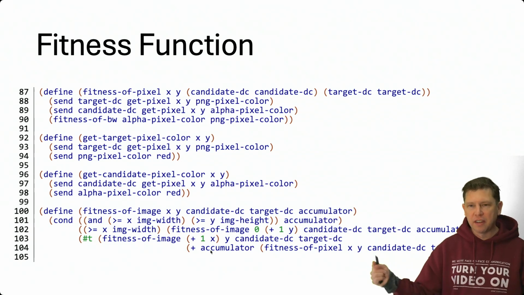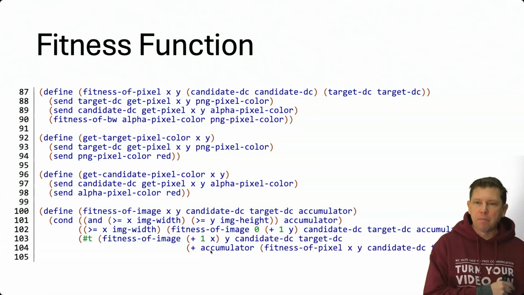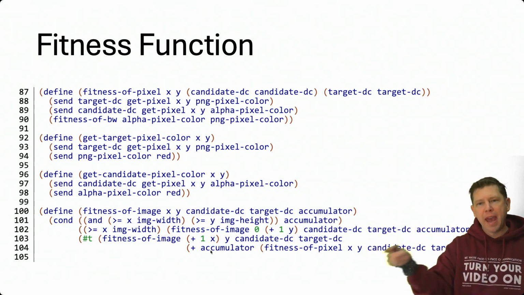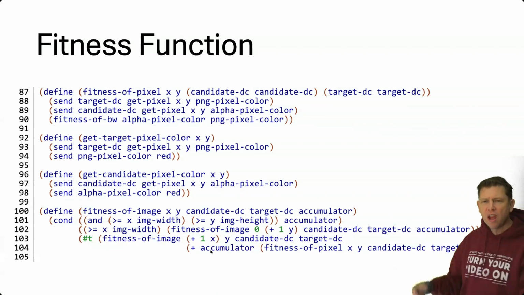And then when you get to the end, stop. Oh, and as you're doing it, keep adding up that number and give me that number back when you're through. So it's really simple. We're just going across, counting the number of pixels that match, and then at the end, we give that back to whoever called us. So that's the fitness function.